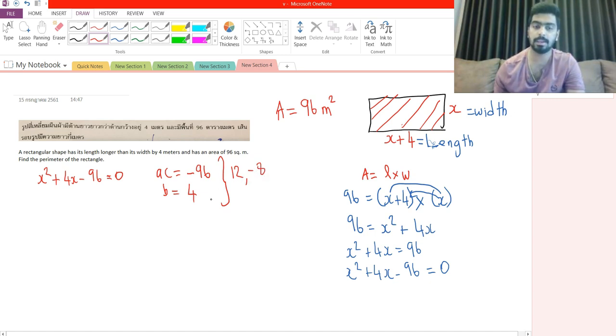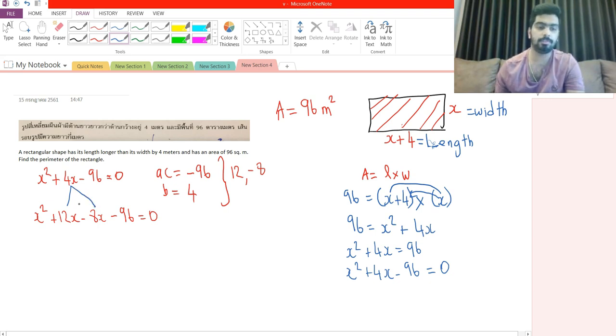12 minus 8 gives us 4, and 12 multiplied by minus 8 gives us negative 96. Okay guys, so we will break the middle term by these two numbers. So what would we have here? We would have x squared plus 12x minus 8x minus 96 is equal to 0. Yes guys, so we have broken the middle term into these two numbers here.